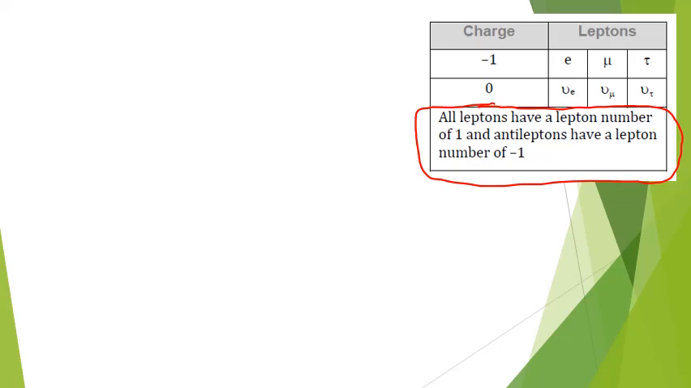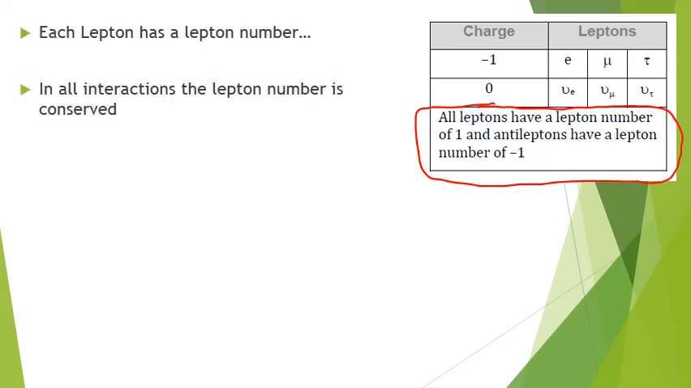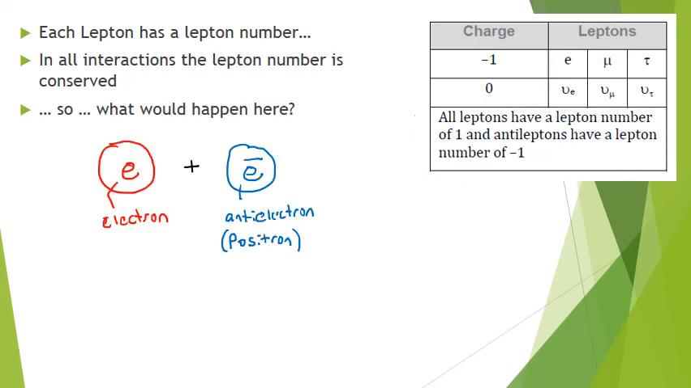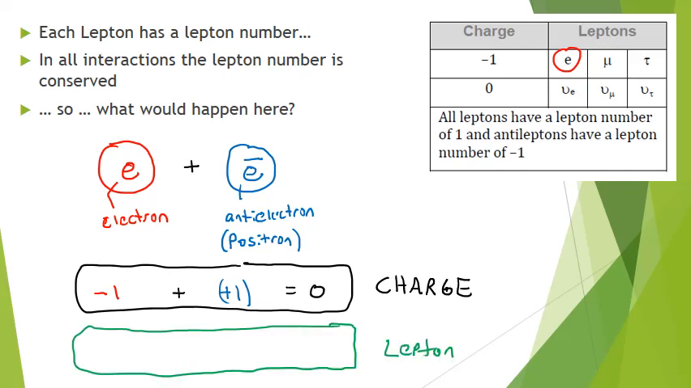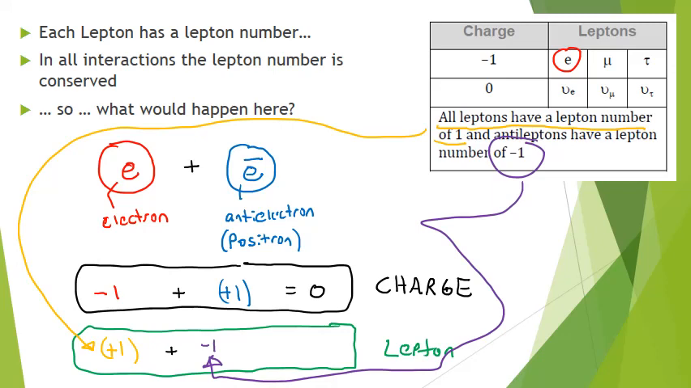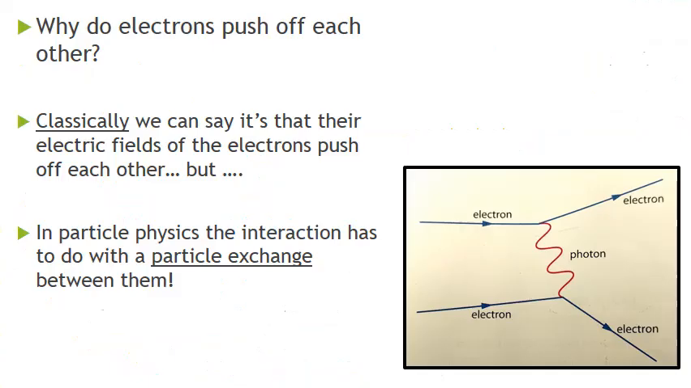Now, all leptons have a lepton number of 1. Anti-leptons have a lepton number of -1. And we know that the lepton number must be conserved, just like the baryon number. So let's say we had an electron and an anti-electron, or positron. What would happen? In terms of charge, the electron's -1, the anti-electron would be +1. We bring those together and we get 0 charge. With the lepton numbers, we add them up and we get 0. So again, we get annihilation. The electron and the anti-electron annihilate, and we're left with energy again.